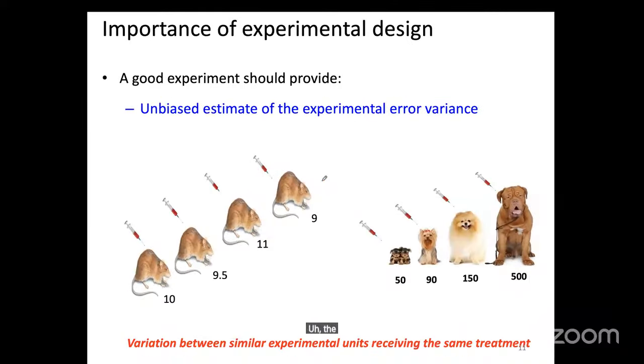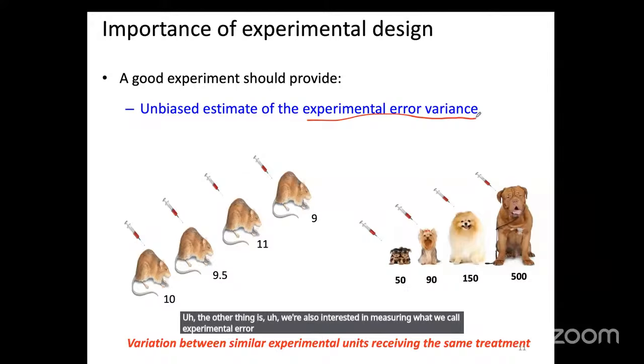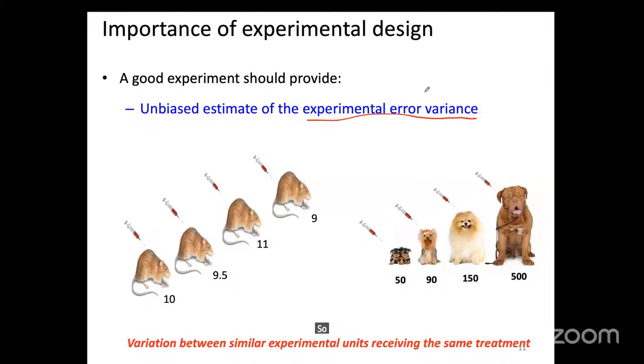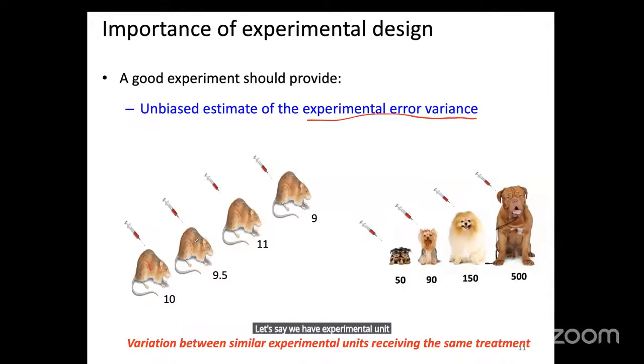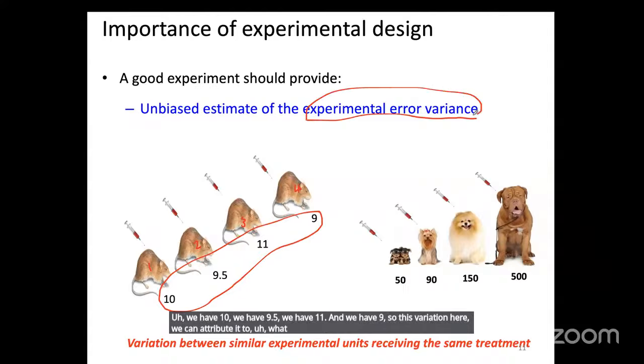The other thing is we're also interested in measuring what we call experimental error variance. Experimental error is simply variation between similar experimental units receiving the same treatment. So here, let's say we have experimental units 1, 2, 3, and 4. We are all giving them the same treatment. So this variation that we observe here, we have 10, we have 9.5, we have 11, we have 9. This variation here, we can attribute to what we call experimental error variance.